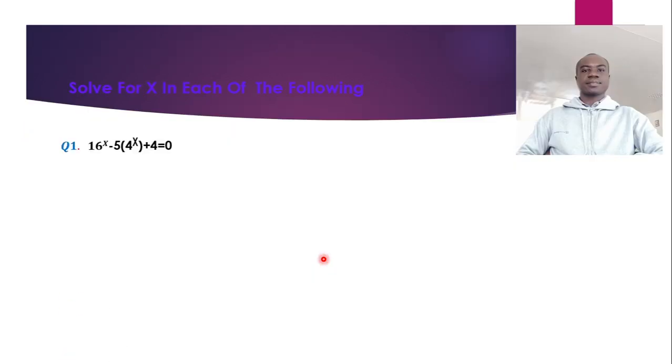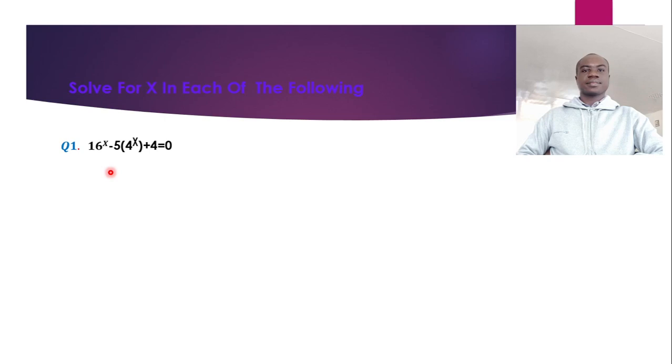The first question we have is what you saw as the first one on the previous page of the video. So we have 16 to the power x minus 5, open bracket, 4 to the power x, close, plus 4 is equal to 0. Now how can you solve this question? This is where we're going to apply laws of indices.